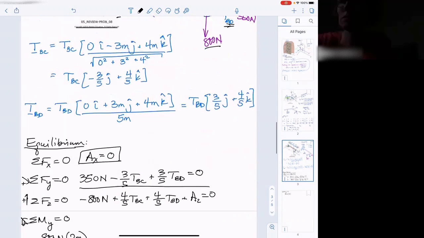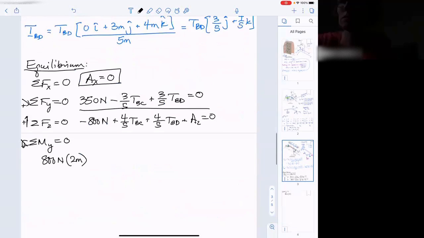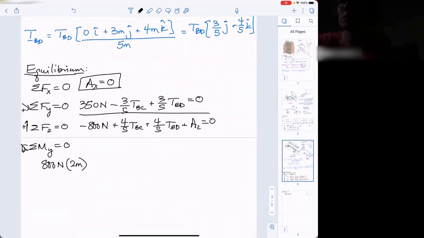That's a positive moment. And then if I look at TBC and TBD, remember these guys only have a Y and a Z component. Their Y components cause no moment about the Y-axis because they're parallel to it. Their Z components are both upward, and their perpendicular distance from the Y-axis is the same 2 meters as we had before, and they're going to cause a negative moment about the Y-axis, right? They tend to rotate around that Y-axis, so that if you were curling your fingers in the way they tend to cause this part to rotate, your thumb points in the negative Y direction. So what I want to add on here is the Z components.